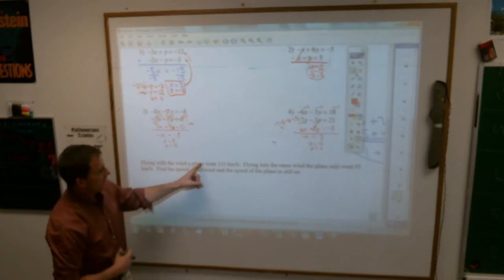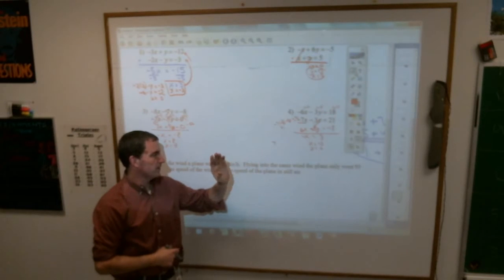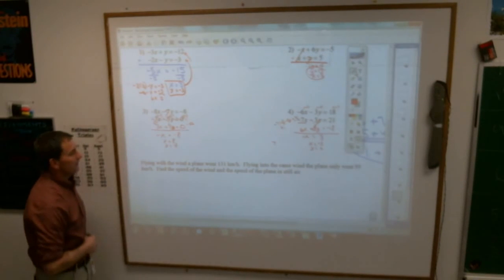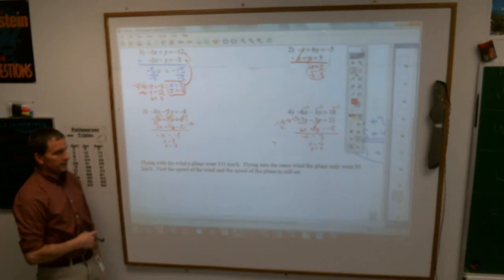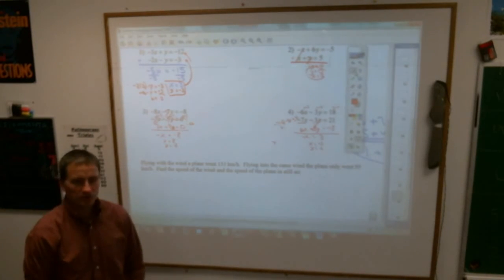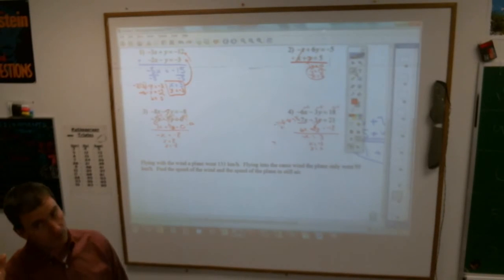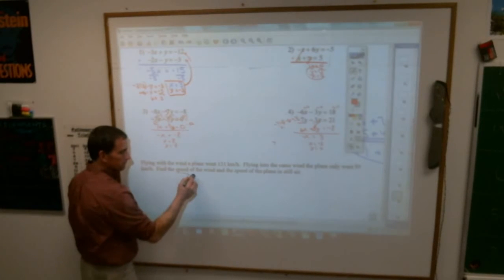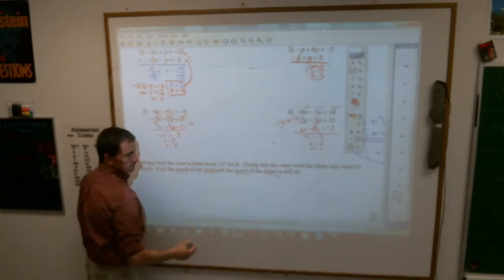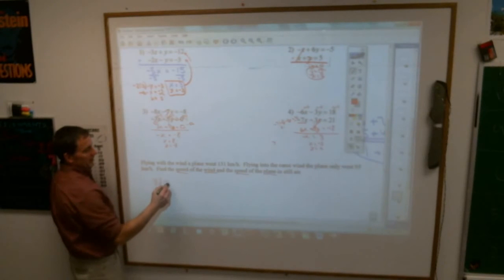Flying with the wind, a plane went 131 kilometers per hour. Flying into the same wind, the plane only went 95 kilometers per hour. Find the speed of the wind and the speed of the plane in still air. Before you give up on it, first thing, start off with what we know. What variables, what are they asking you for? You've got the speed of the wind, that would be W. And the speed of the plane, that would be P.